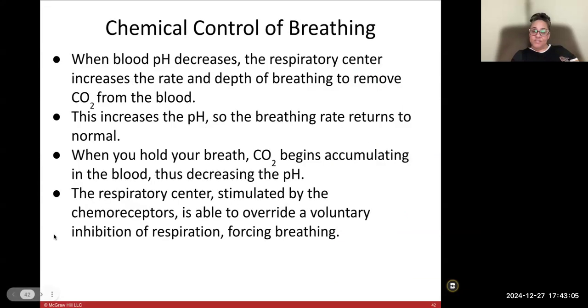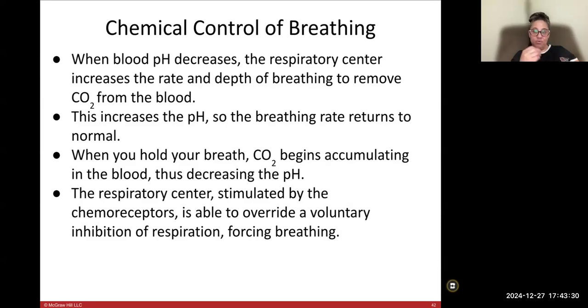When blood pH decreases, the respiratory center increases the rate and depth of breathing to remove carbon dioxide from the blood. This will increase the pH so the breathing rate returns to normal. When you hold your breath, carbon dioxide begins accumulating in the blood, thus decreasing the pH and making it more acidic. The respiratory center, stimulated by the chemoreceptors, is able to override a voluntary inhibition of respiration, forcing you to breathe.